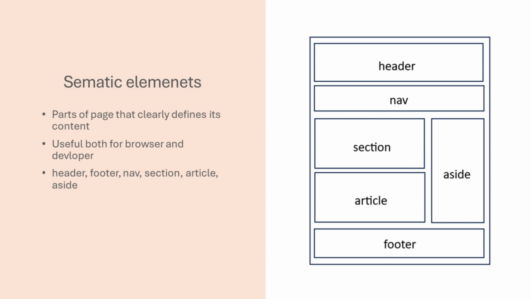Now let's move on to semantic elements. Semantic elements are also elements, but they clearly define their content, and it is useful both for the browser and the developer. Some of the semantic elements are header, footer, nav, section, article, and aside. All semantic elements are block elements by default, so they take the full width of the page. And here in this picture you can see one layout using semantic elements. And let's build one page with this layout.